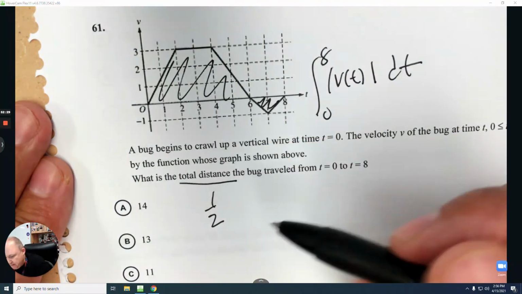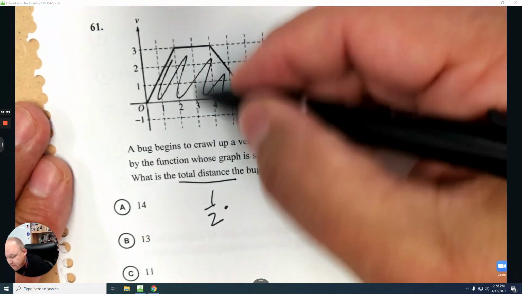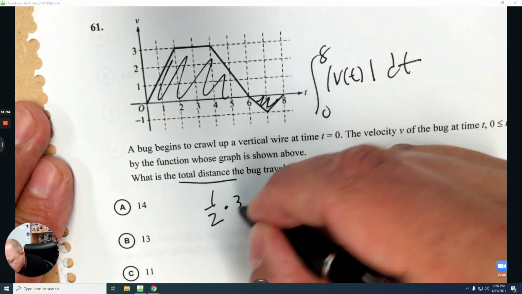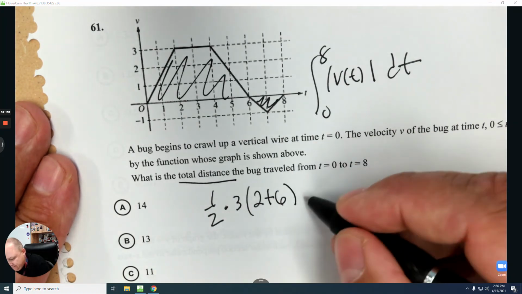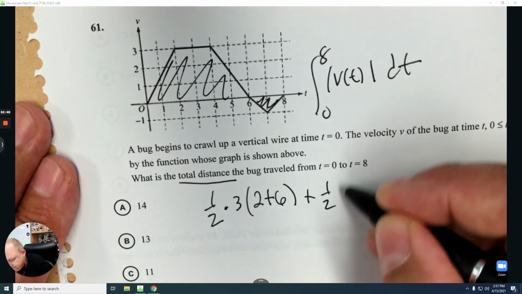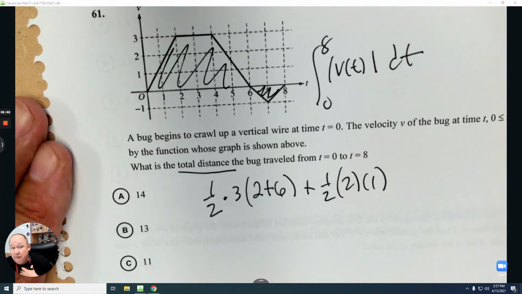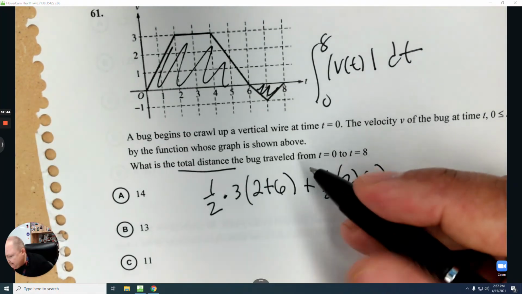The trapezoid, the distance between the bases, that's 3. The one base is 2, the other base is 6. And then the triangle, half the base times the height. And again, we're going to write it as a positive area. And then if you did that work, the answer is 13.